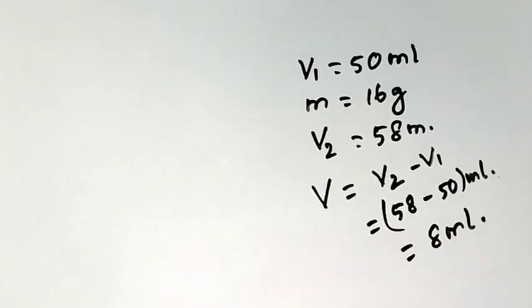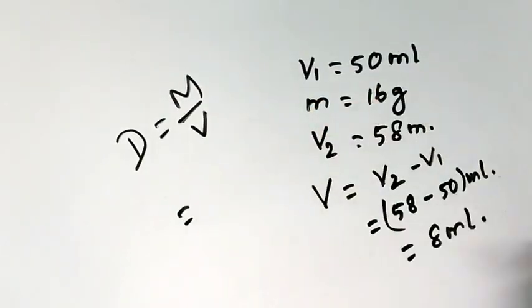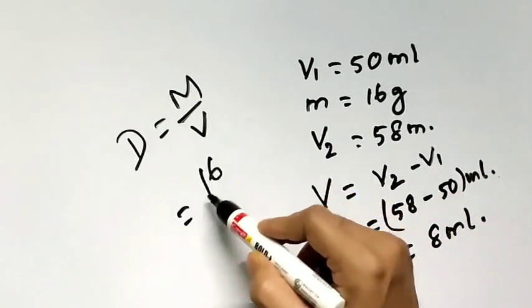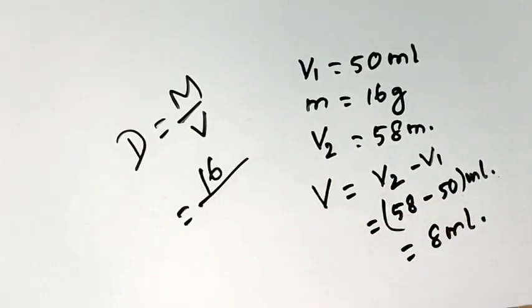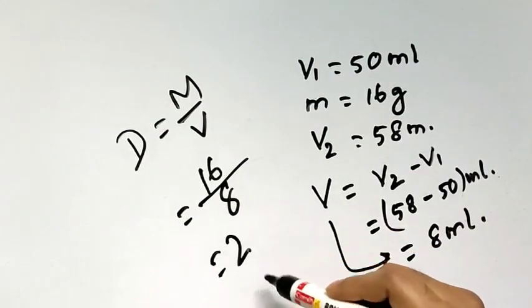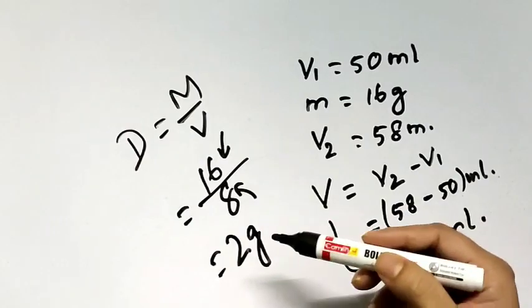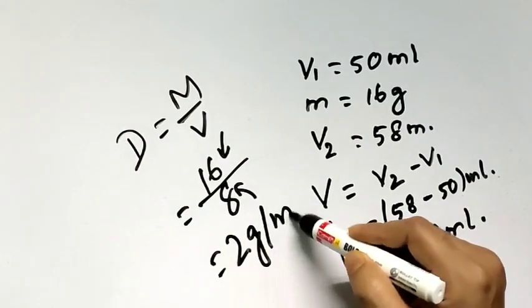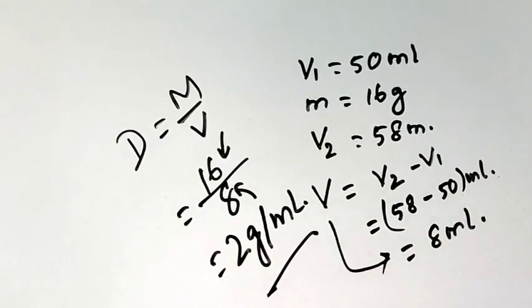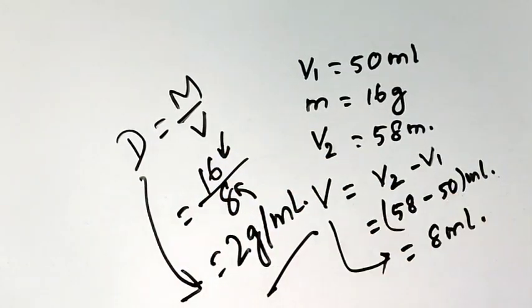Now we need to find the density of the solid. The formula of density is what? Mass per volume. What is the mass of that solid, which is 16 gram, by V. V is what? 8 ml. So the final answer becomes 2. This was gram and this was in milliliters. So the final answer is 2 gram per milliliter. Clear? Now this is going to be the density of that particular solid.